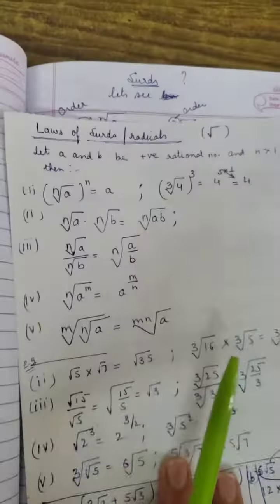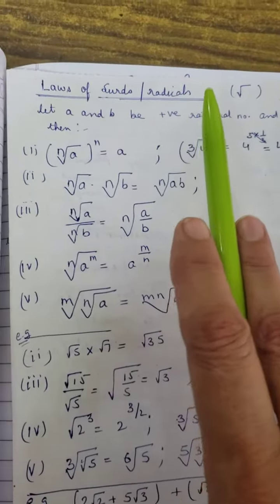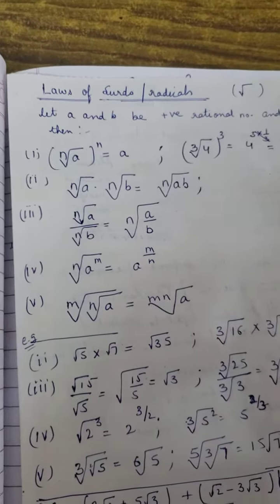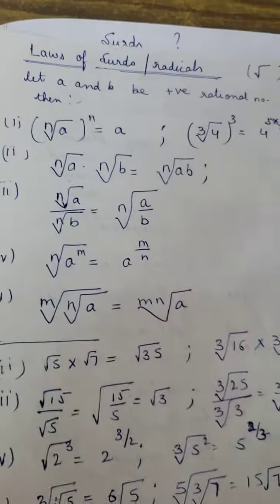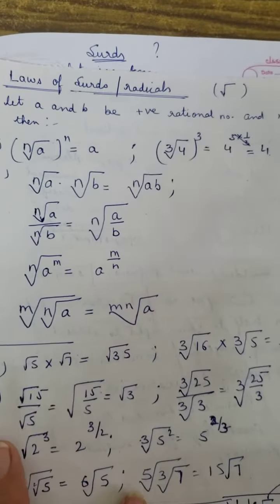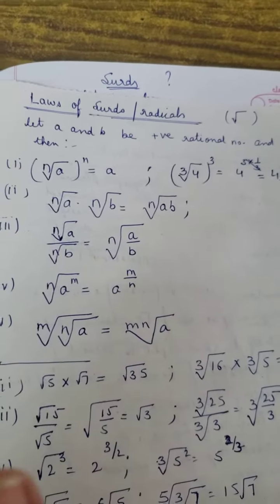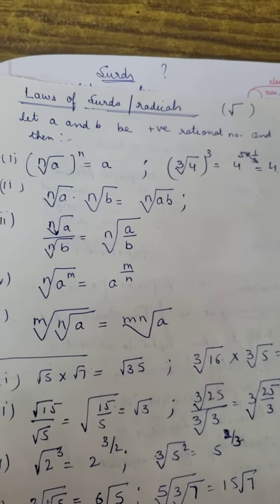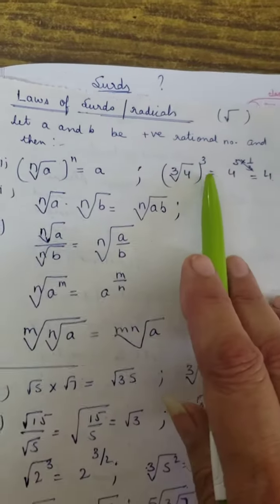Now what we're going to do is the laws of the surds and the radicals. Children, this is not given in your NCERT book, but these type of questions you get in your final exams in your 9th class. And in 10th, if you go to the 10th class, then you should already know about all these. So that's why we are going to tell you about the laws of the surds and the radicals also.